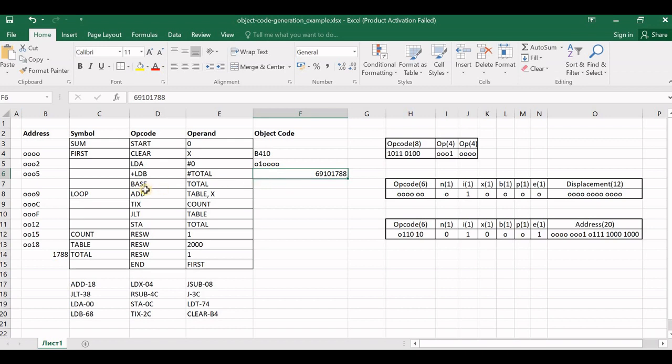Coming to the next instruction in sequence. The next instruction is an assembler directive. It is not an executable instruction, and it does not occupy any memory. It just instructs the assembler to perform some operation. Coming to the next instruction in sequence, the next instruction is ADD TABLE,X. Before going to that, I'll just clear all of them.